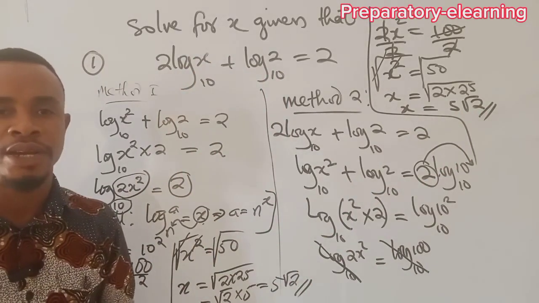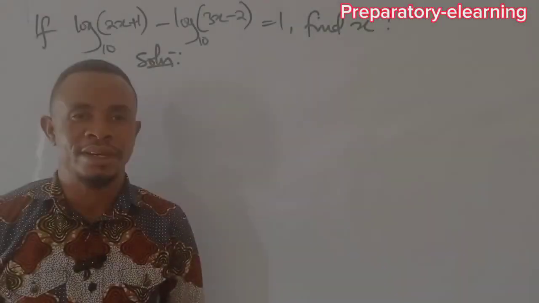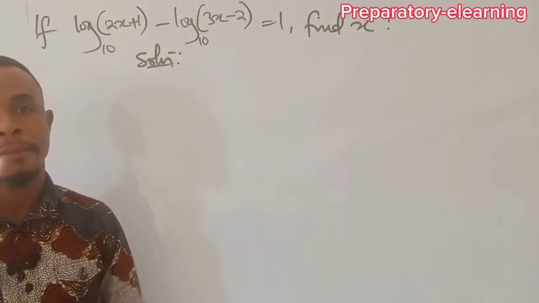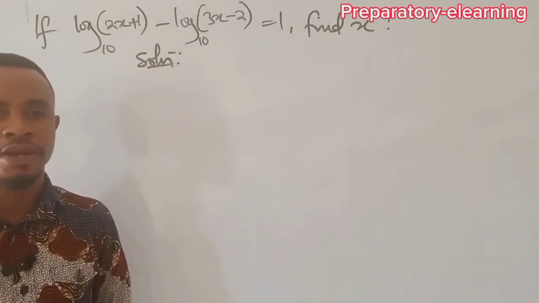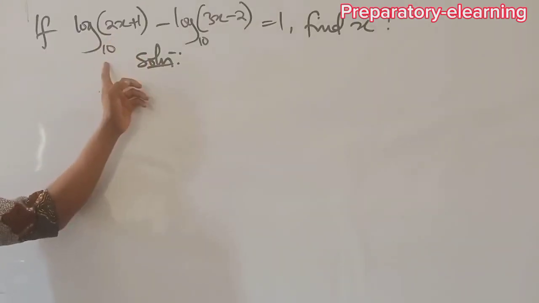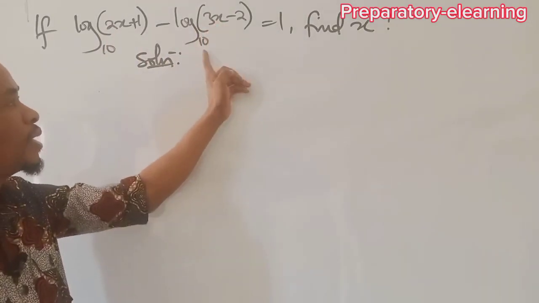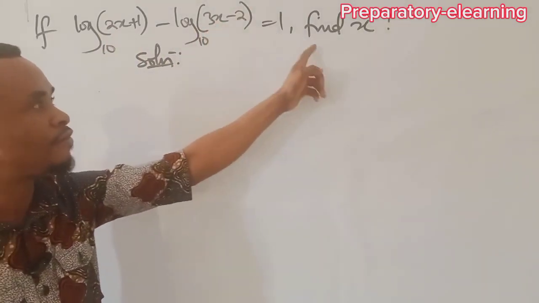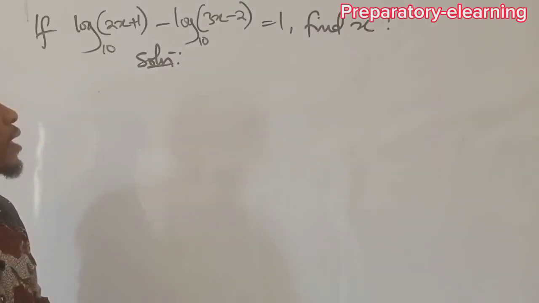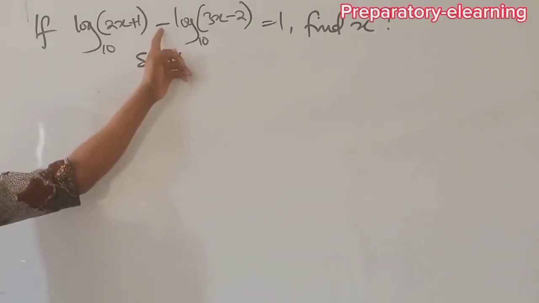And we will look at another example of equation of logarithm. Let's look at our next example, which is one of our past questions on the equations of logarithm. This one says, if log of 2x plus 1 base 10 minus log of 3x minus 2 base 10 is equal to 1, find x. To apply the law of logarithm there, we have the subtraction law.